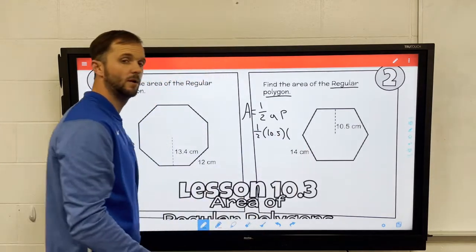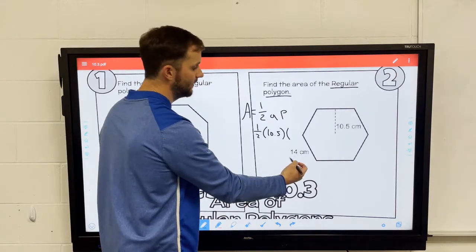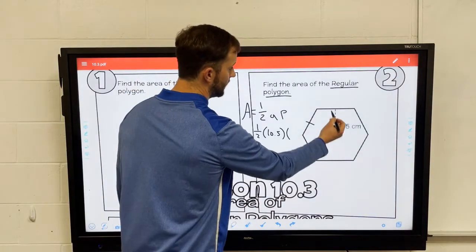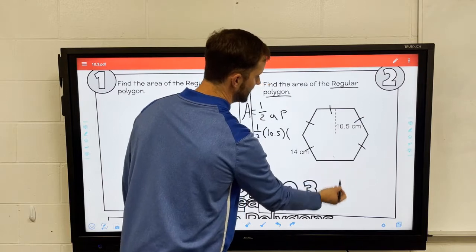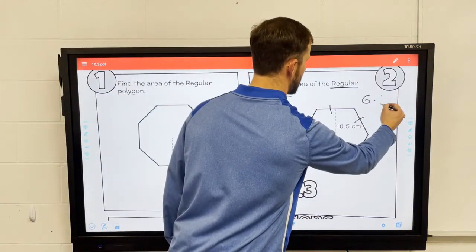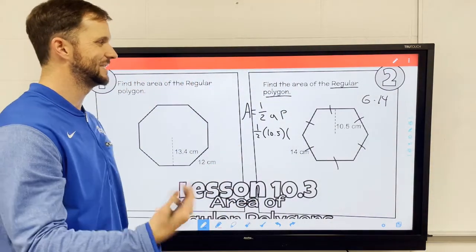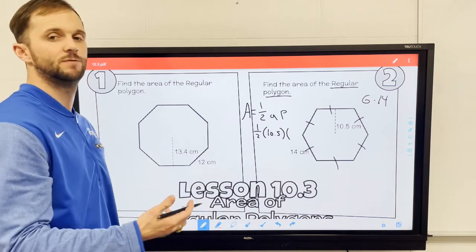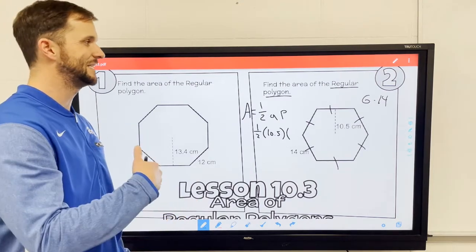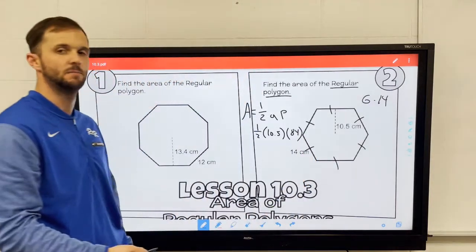And then my perimeter, I know all of the sides are congruent. So 14 is one side length. So that's 1, 2, 3, 4, 5, 6 sides that have the side length of 14. So I'm going to do 6 times 14 to get my perimeter. 6 times 10 is 60. 6 times 4 is going to be 24. 60 and 24 is going to give me 84. So my perimeter of my shape is going to be 84.